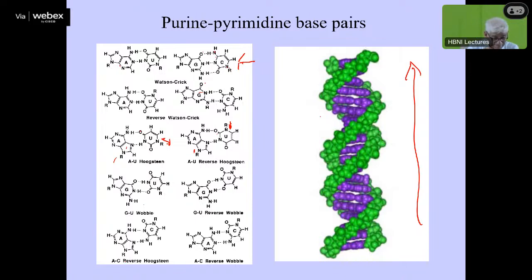Okay, so therefore AC base pairing is also possible, in two different ways. AC reverse Hoogsteen and GU are possible. Similarly, you can also have AT and AC and things like that. AU normal, so you can have AU and GU. So these both are possible. So these are the pyrimidine base pairs.